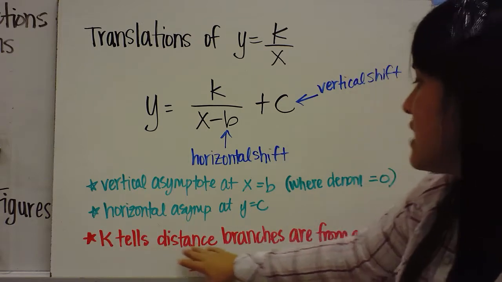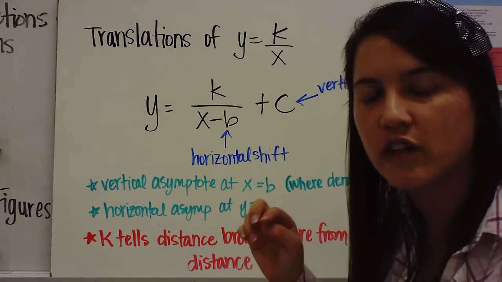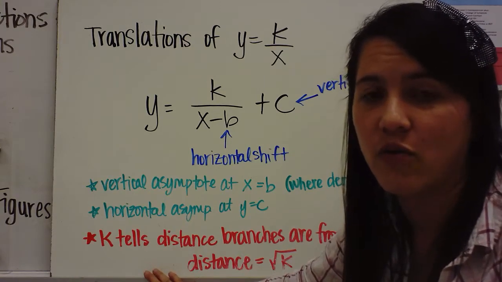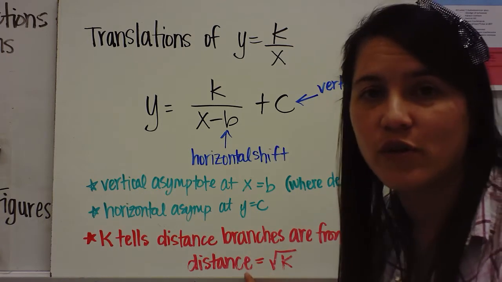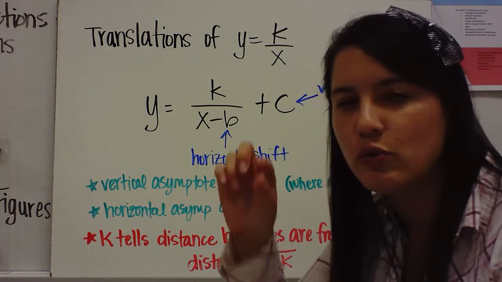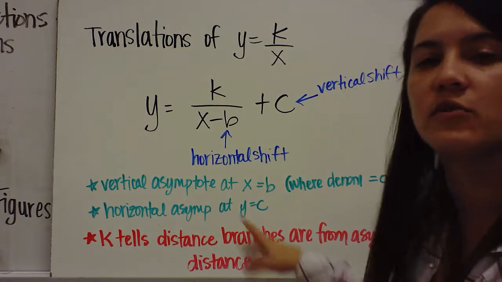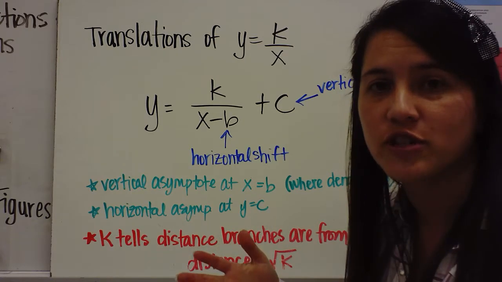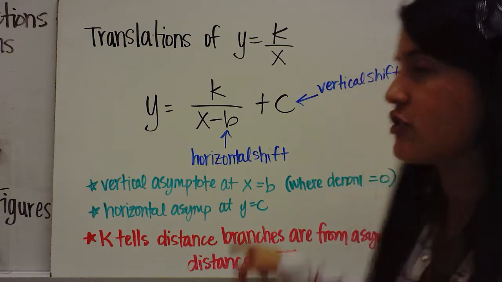And then k tells us the distance the branches are from the asymptotes. So in the graph that you just saw, those little curved lines are touching the asymptotes. And k is going to tell us about how far those are away. And the way we find that is we take the square root of k. So if k is 4, then the square root of 4 is 2. So the branches are going to be about 2 blocks away, or 2 little grid units on the grid, away from the asymptotes. Alright, so we're going to put all of this together and we're going to find domain and range, the asymptotes, we're going to find the quadrants, and we're going to find the distance. And we're going to sketch the graph of an inverse function.